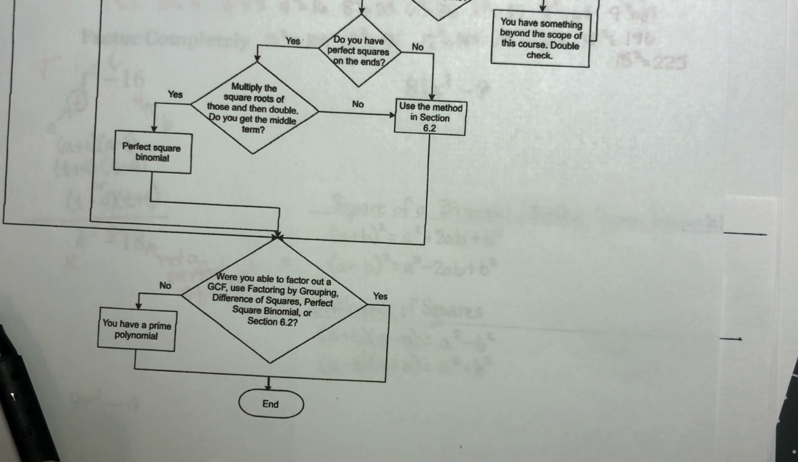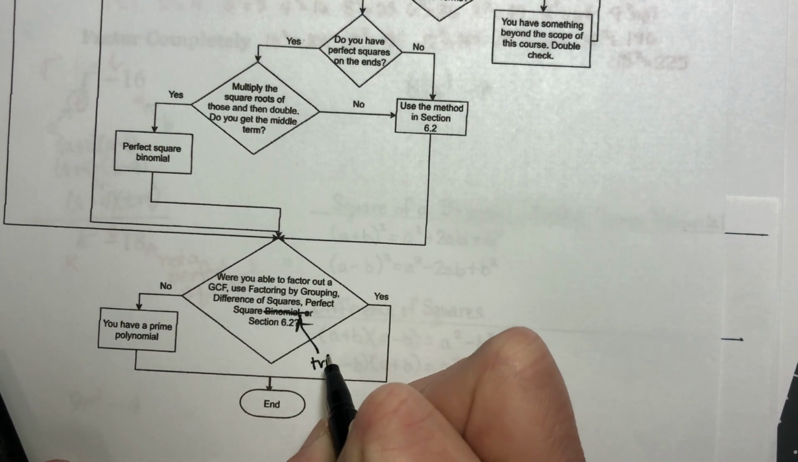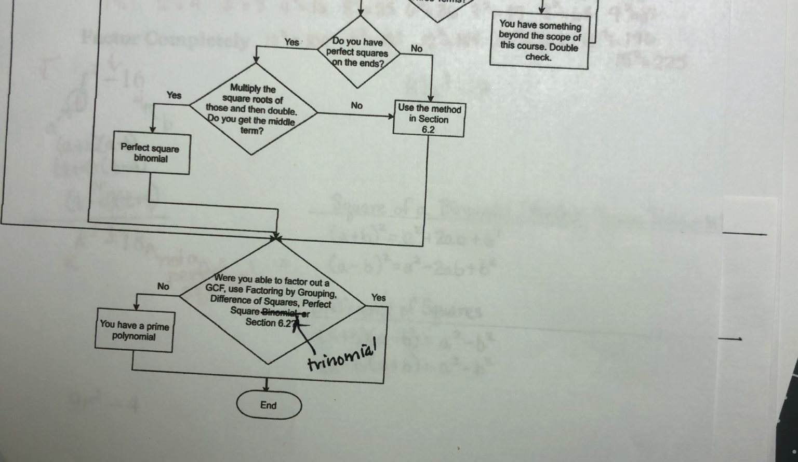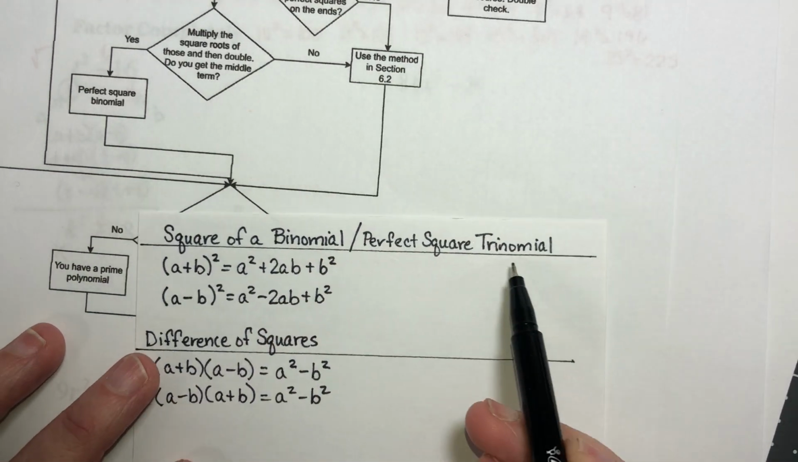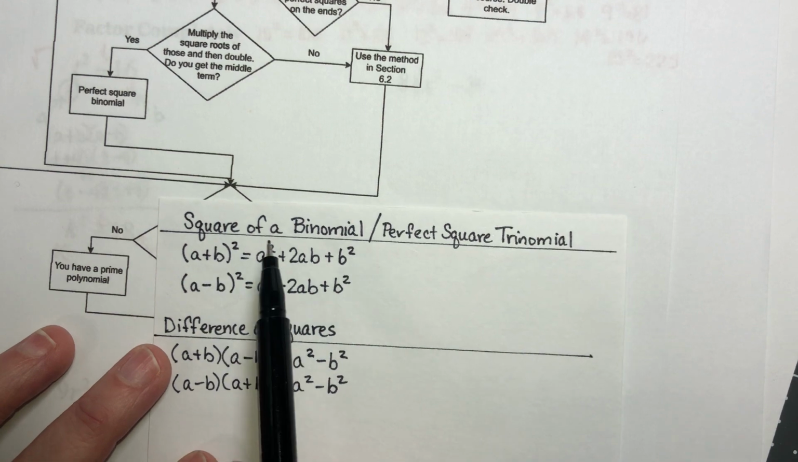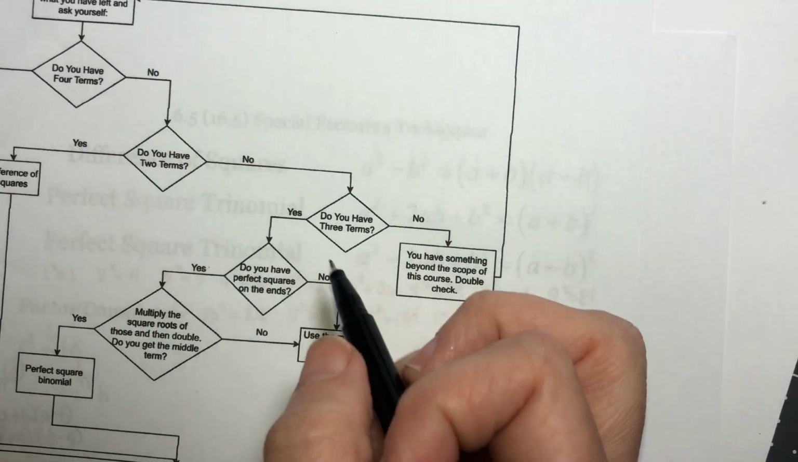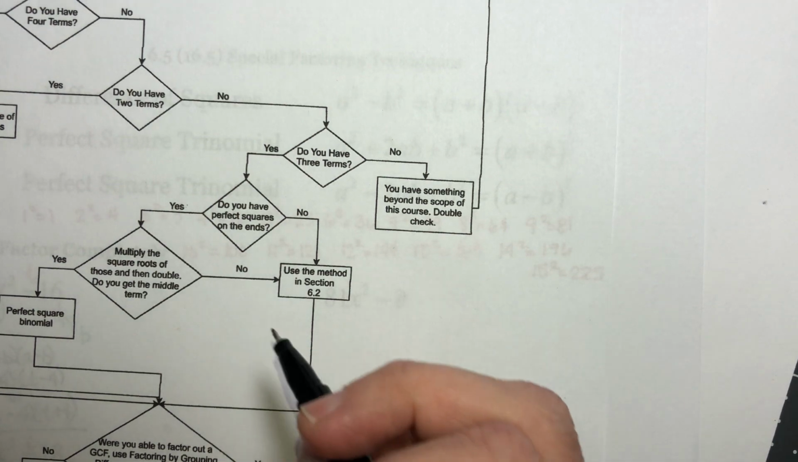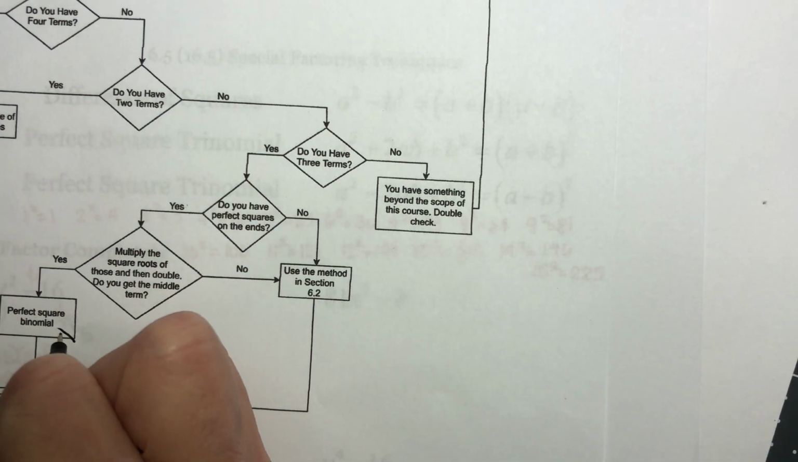This actually right here, I have binomial written here. Technically that should be trinomial. And the reason I messed those up is because in this section it's called a perfect square trinomial. In the previous it was a square of a binomial. I just mixed those up. I'm going to try to remember to fix this. But this should also be fixed right here. Actually, I don't seem to have it written anywhere else. No, right here. Trinomial.